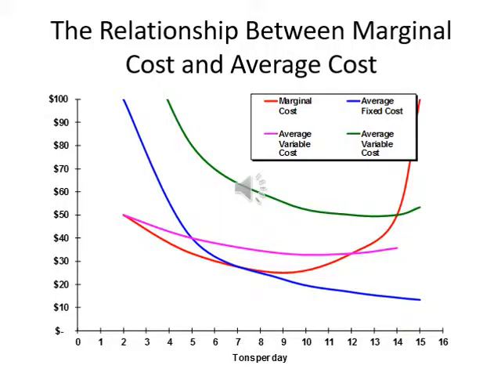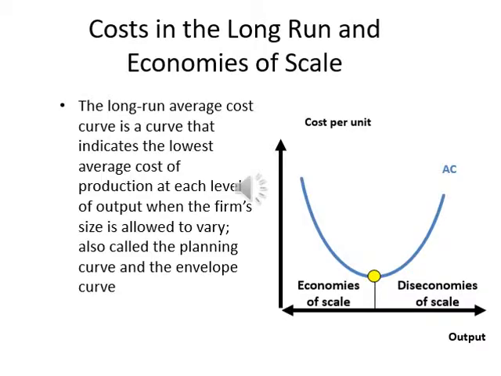Graphical illustration of the relationship between marginal cost and average cost. Costs in the long run and economies of scale. The long-run average cost curve is a curve that indicates the lowest average cost of production at each level of output when the firm's size is allowed to vary, also called the planning curve and the envelope curve.